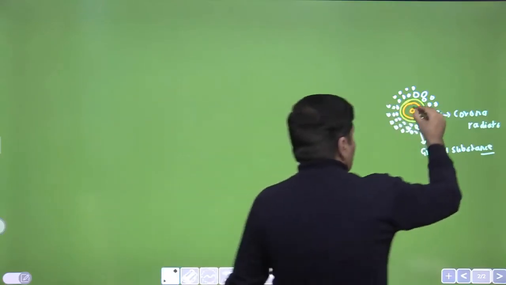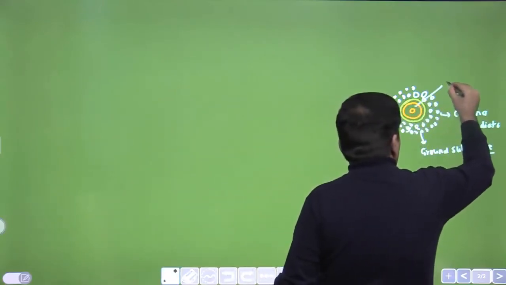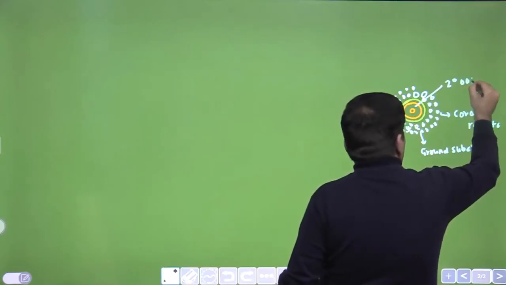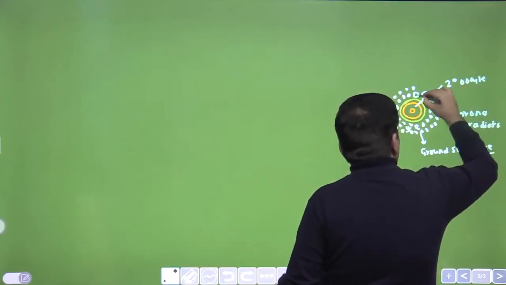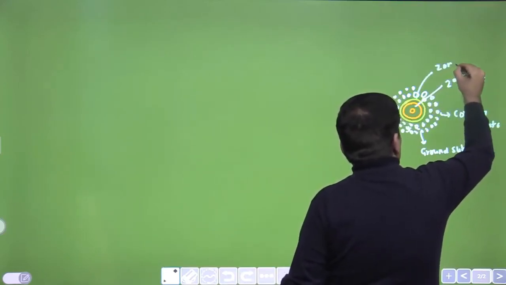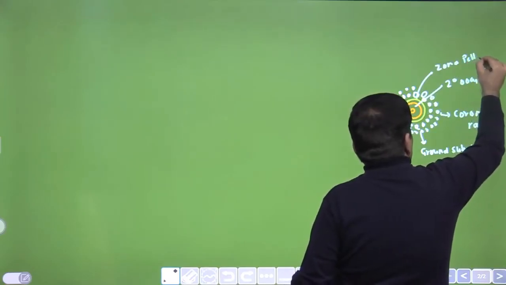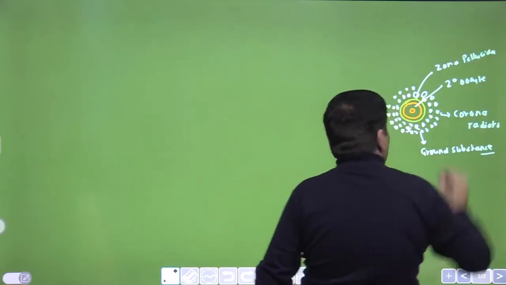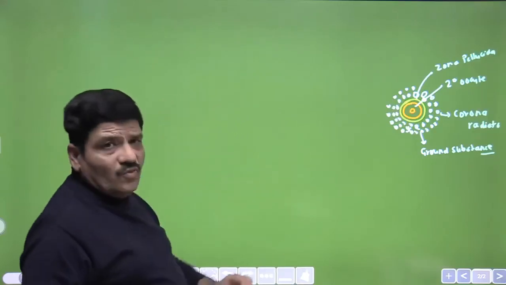So let us label everything. This is the secondary oocyte, and this is the zona pellucida, or the pellucid zone. This is the structure that was liberated at the time of ovulation.